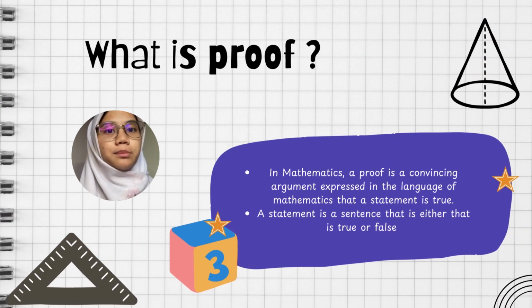So, what is proof? In mathematics, a proof is a convincing argument expressed in the language of mathematics that a statement is true. A statement is a sentence that can be either true or false.